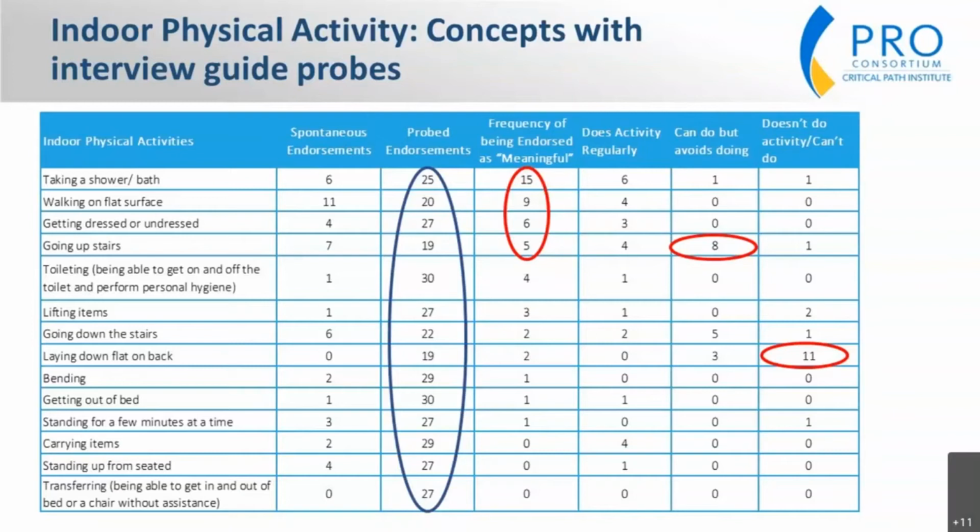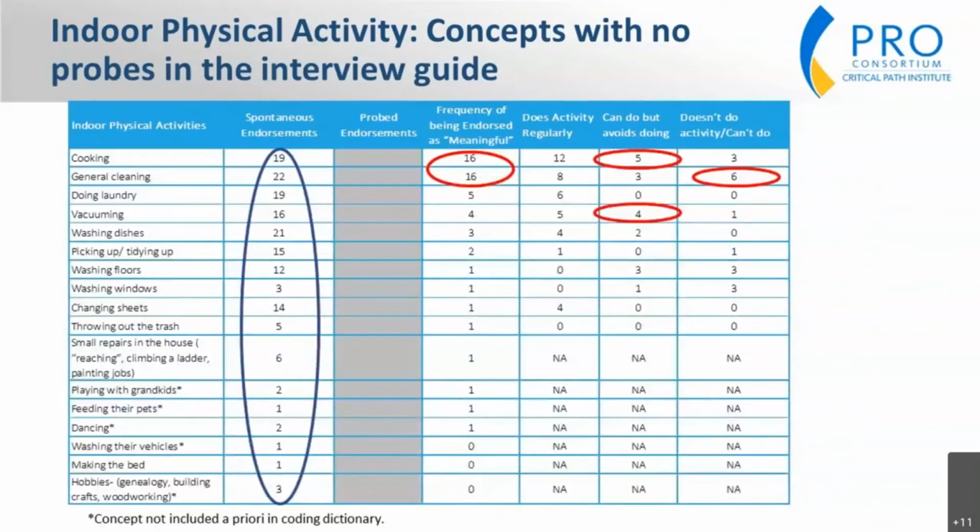This was followed by cooking and vacuuming. The indoor activities that were spontaneously mentioned by participants in the absence of a probe in the interview guide were primarily related to accomplishing household chores, and two of these, cooking and general cleaning, were among the ones that most frequently were rated as meaningful by patients, among the most meaningful.